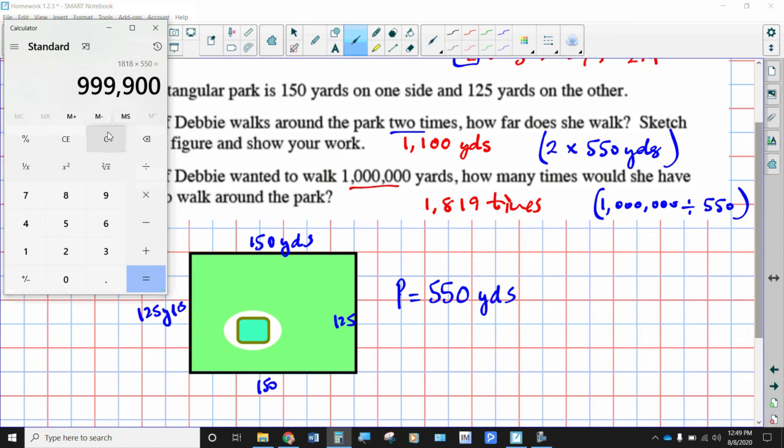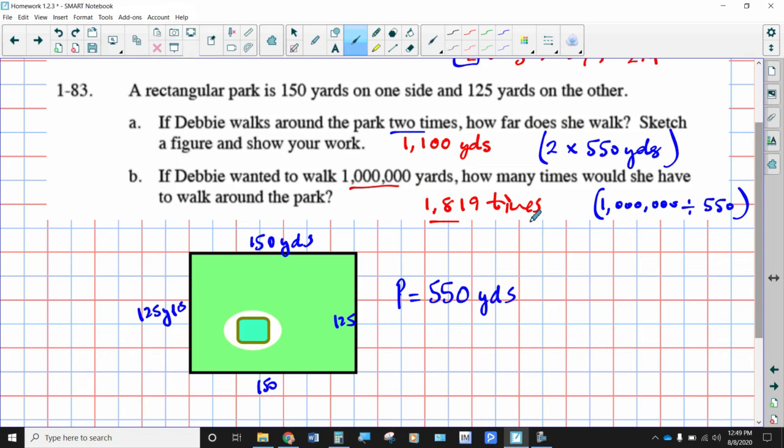So we would have to go around one more time, and I suppose you could just walk 100 yards and call it quits. But, you know, once you commit to walking around, he likes to walk around completely. So I think that's the best answer.